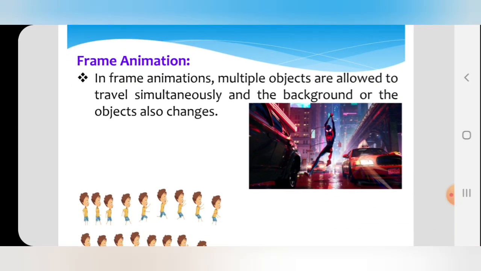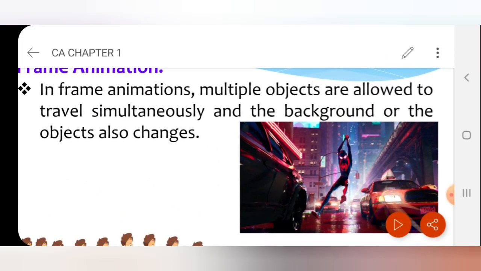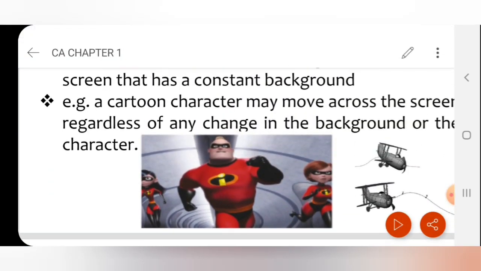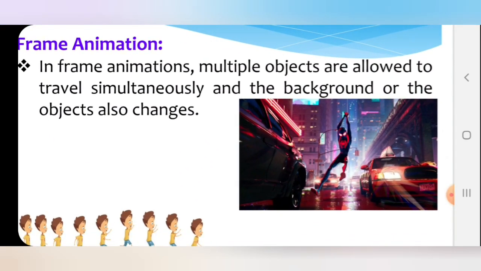Frame animation: multiple objects are allowed to travel simultaneously, and the background or the object can also change. In frame animation we can see the background also change. First see the Spider-Man picture given here. Here the background pictures are also moving. So this is a frame animation. But in path animation, only the characters can move. The background cannot move. In frame animation, the background, characters and pictures also move.